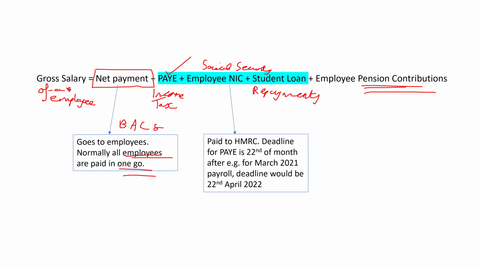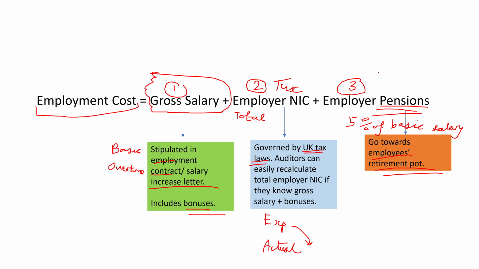So all of these three are paid to HMRC. The deadline for PAYE is the 22nd of the month after, generally. So for March 21, the deadline would be the 22nd of April 22. Okay. That's all I wanted to say on those.